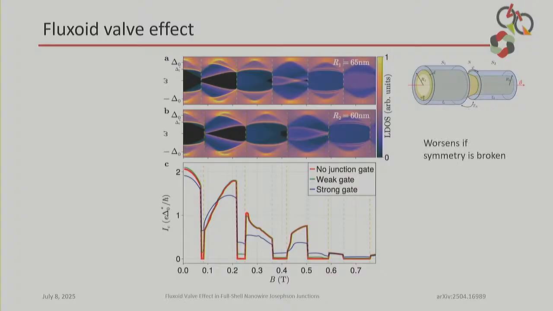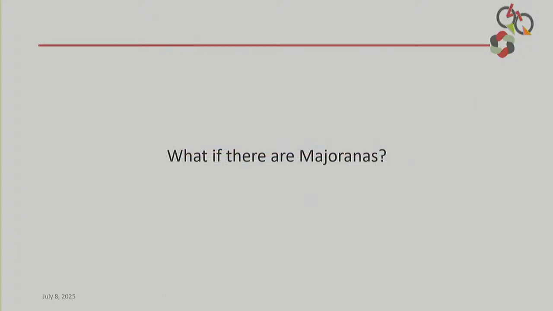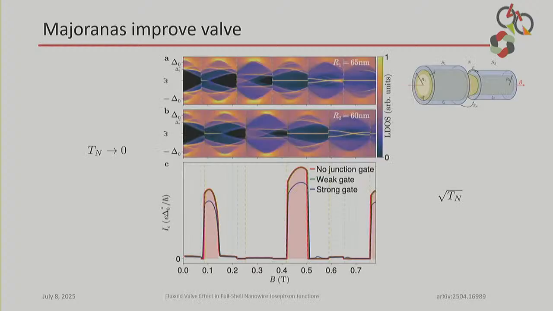If I add some kind of, for example, a gate here in the junction, that means worsening the symmetry of the junction, and that opens these valves. It worsens the valve, but we do not recover a full supercurrent. It's still suppressed. So this is the fluxoid valve effect. What happens if we have Majoranas now in the junction? Well, nothing very interesting, to be honest.